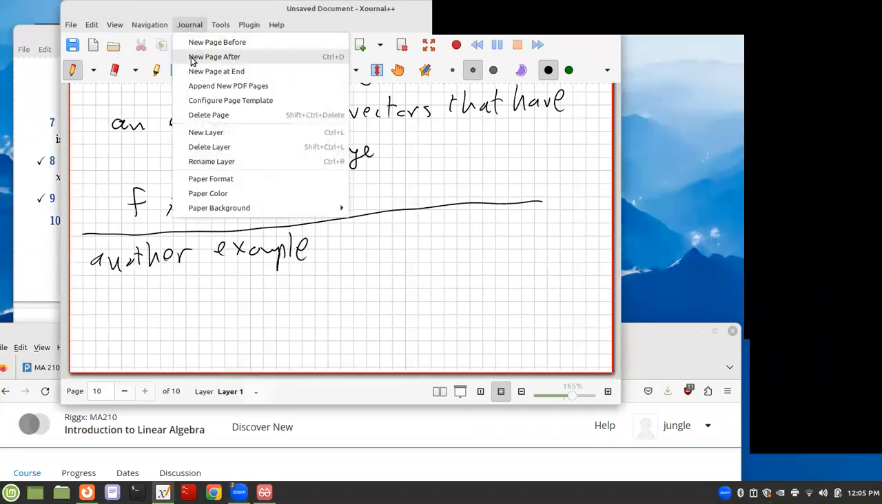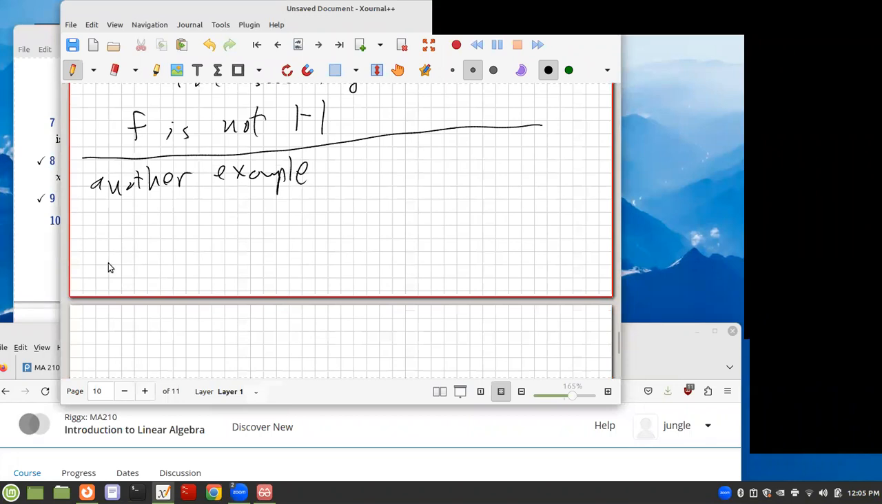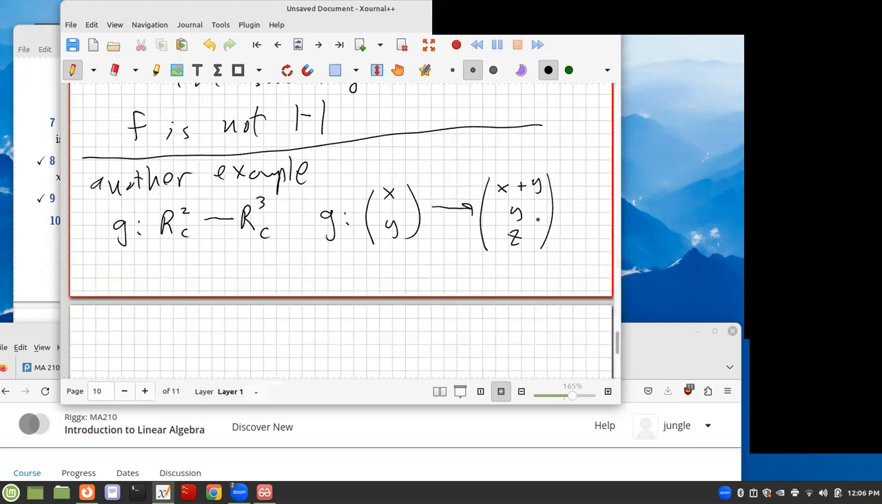Let's go on with another example. Maybe it'll be clearer then. Okay, let's say we choose a map G from R^2 to R^3, given by G takes (x, y) to, let's try, (x plus y, y, x). Okay, well, it's going to turn out to be a linear map.